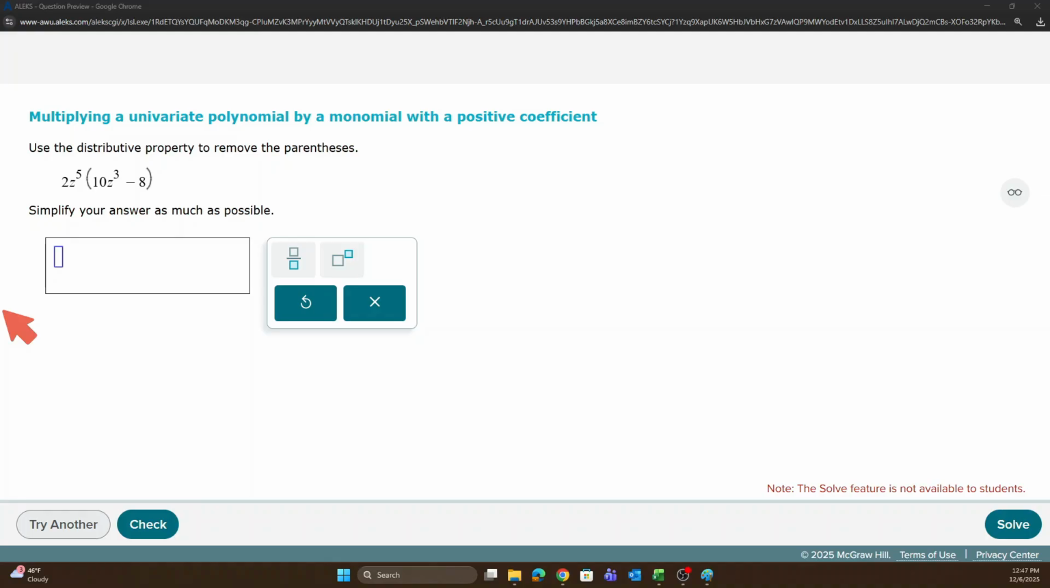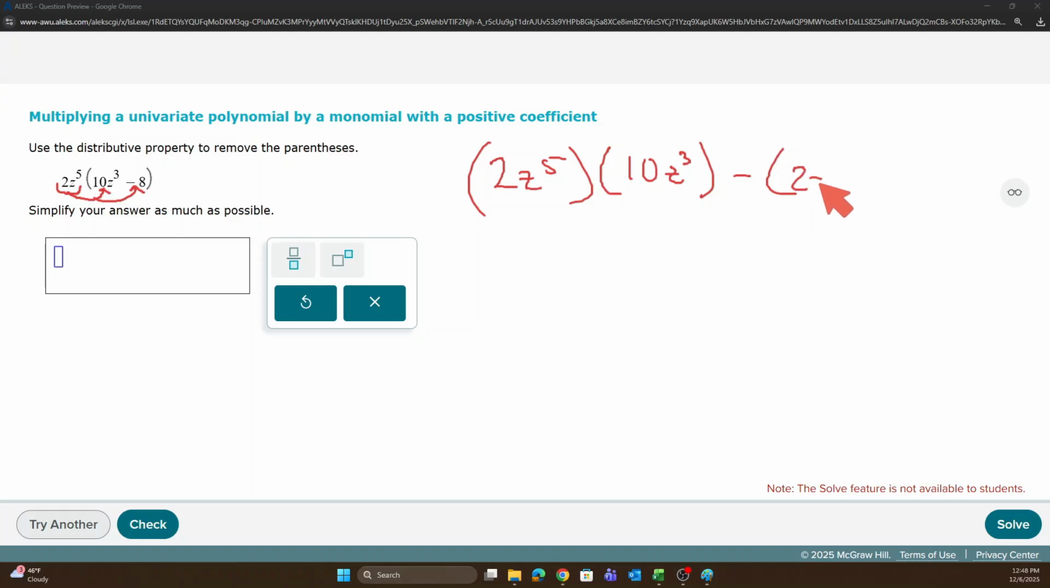So here's our next one. Once again, we're going to do the same thing. We're going to take this and distribute it to these. So you'll see we've got 2z to the 5th times 10z cubed minus 2z to the 5th times 8. You wouldn't actually use the negative 8 here. If you wanted to do the negative 8, you'd have to make this a plus and this a minus.